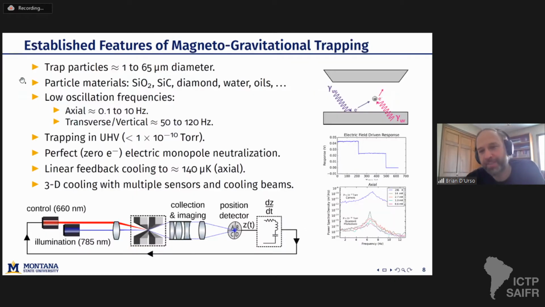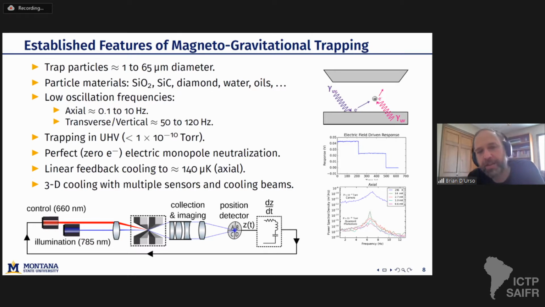Okay, so here's some of the general features of these kinds of traps that we've developed over time. I'm just going to summarize them all together. I've talked about these lots of times before, and many of you are probably familiar with them. We can trap particles from about 1 to about 65 microns in diameter. We can probably go bigger if we really wanted to, but we tend to start crashing into the pole pieces and things like that.